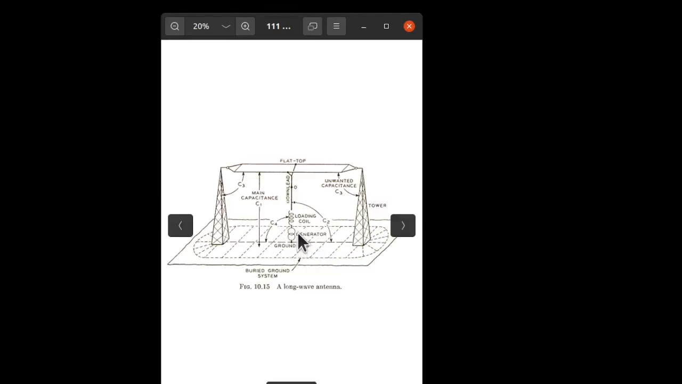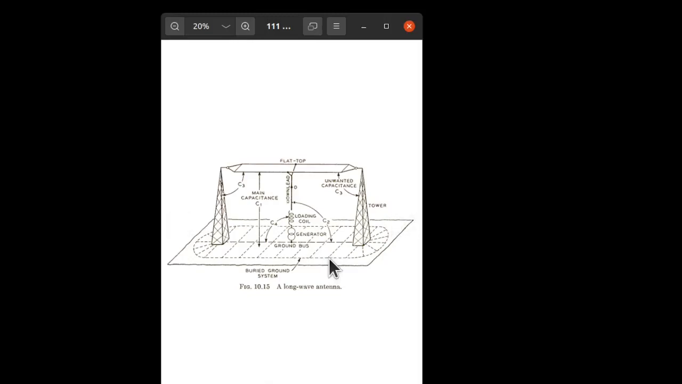Our transmitter is right down here. It has a loading coil to help with currents and to tune out these stray capacitances here, here, here, and here. This is to improve the current feed into a resistance that is unimaginably small.